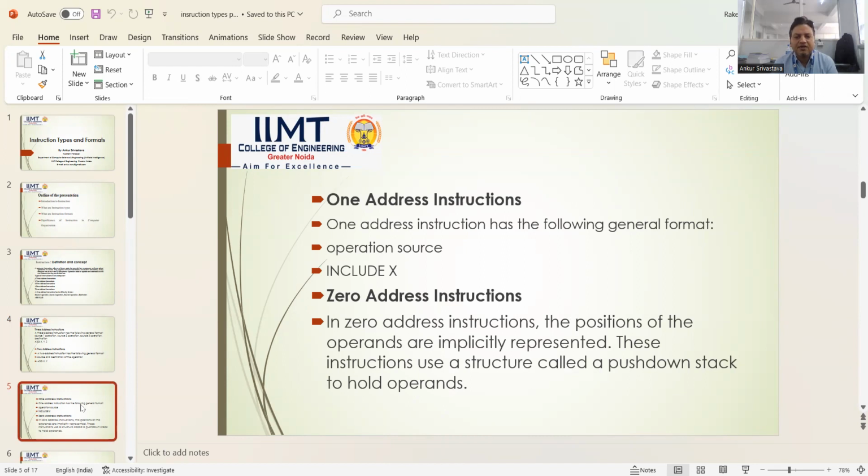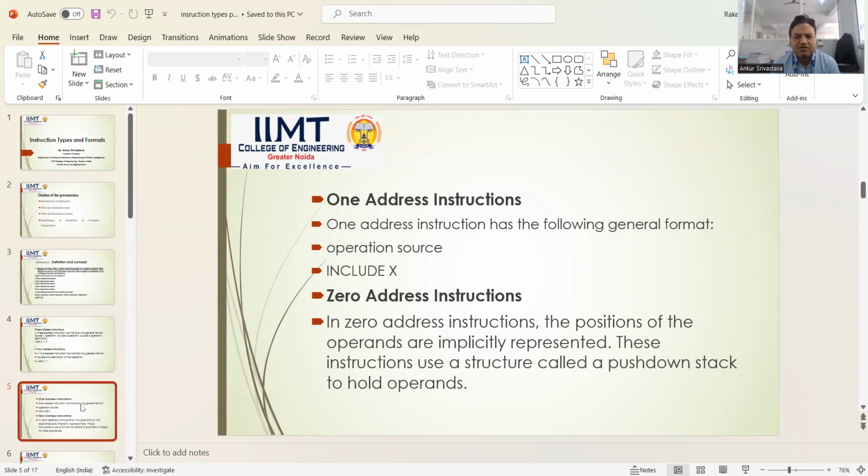Now the next one is the 1 address instruction. As compared to the 3 address and 2 address, in the 1 address instruction, as the name says, we have to use only one address. A 1 address instruction has the following general format: operation source, which includes X. So we have only one address. As compared to the other instructions, now we will move to the 0 address instruction.